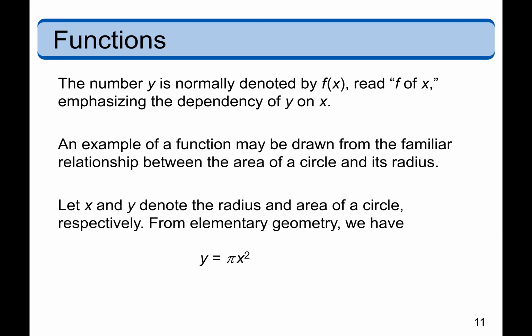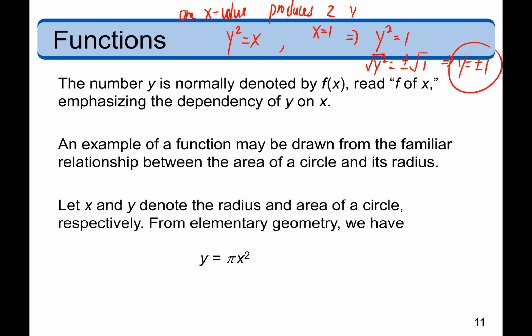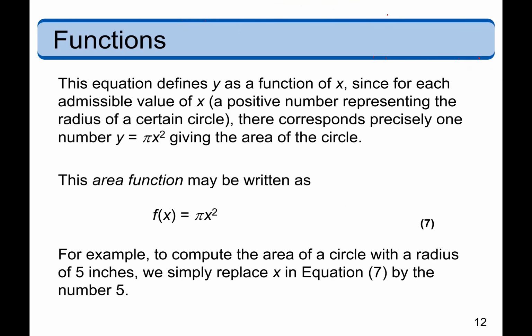If you plug in the x value and you come up with two y values, that's not a function. I can give you an example. Let's say you have y squared equal to x. Anytime you plug in one x value, let's say x equal to 1, that means y squared equal to 1. When you take the radical, y equals plus or minus the radical of 1, so the y value equals plus or minus 1. So in this particular relationship, it's not a one-to-one relation. It's a one-to-two relation, meaning one x value produces two y values. So it's not a function.